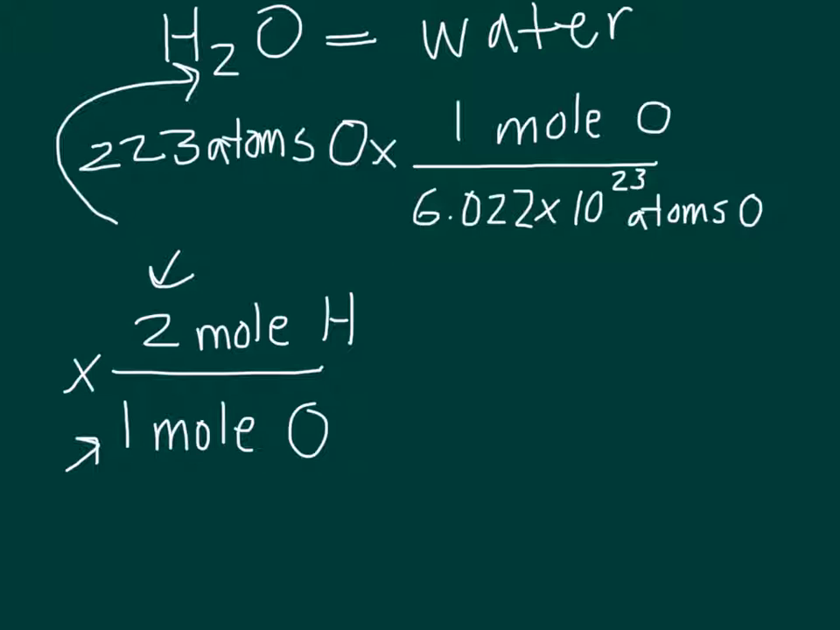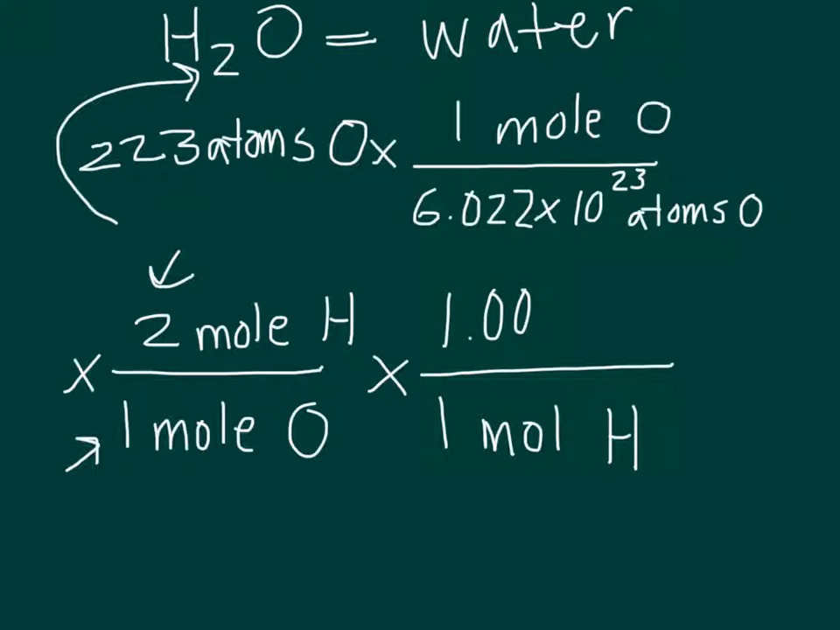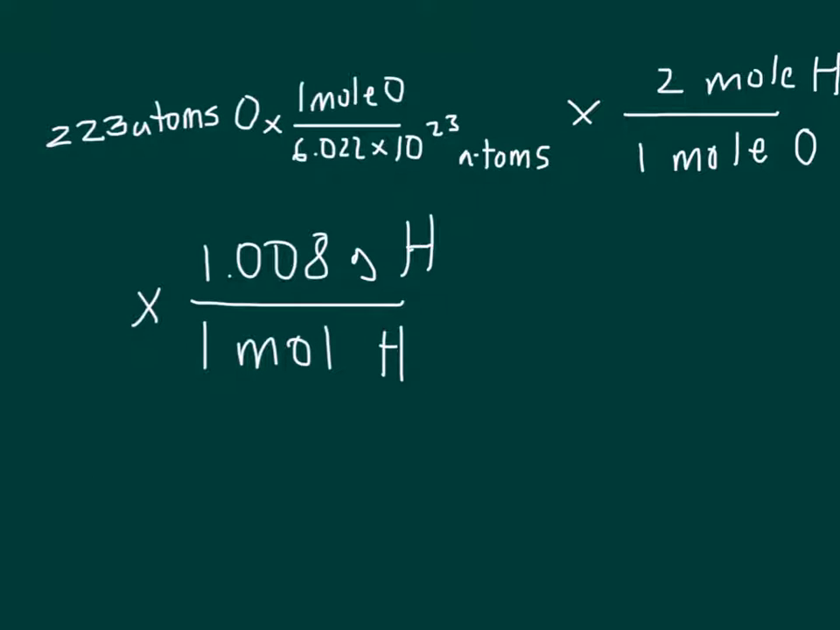So continuing on with this equation, once we've done the mole-to-mole ratio, we know that 1 mole of hydrogen is equal to 1.008 grams of hydrogen. In the previous page, we left off with 1 mole of hydrogen being equal to 1.008 grams of hydrogen.